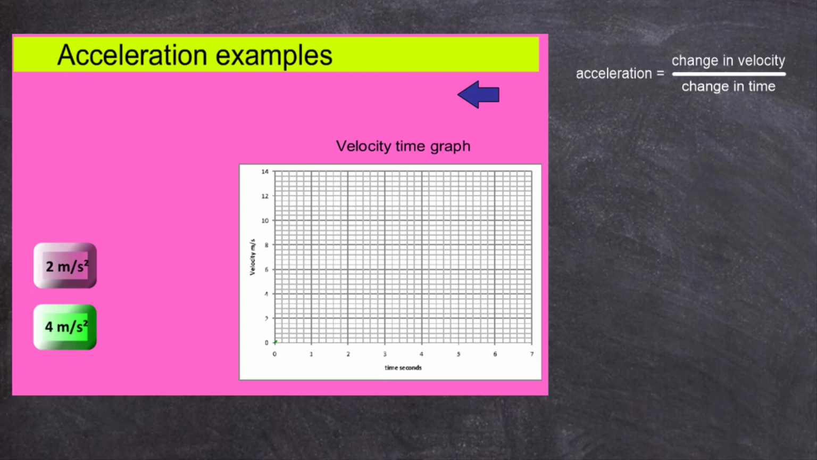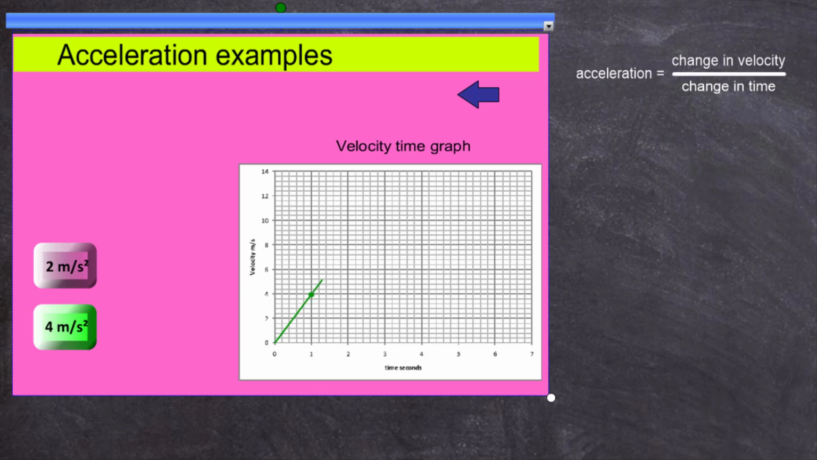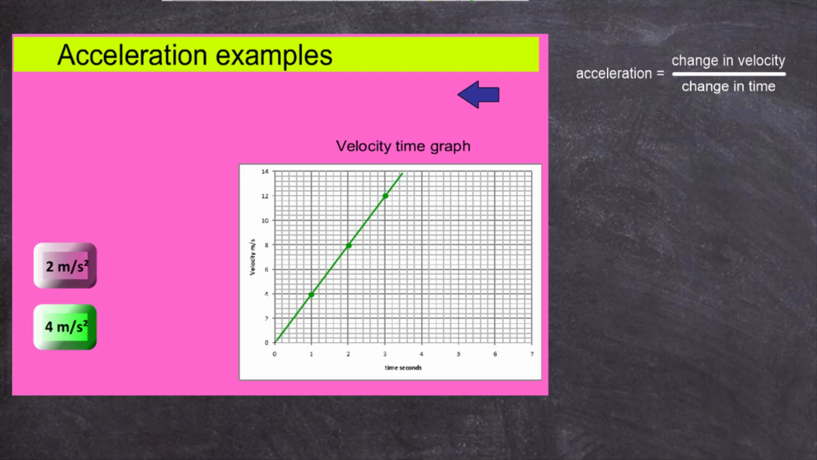Now let's look at an acceleration of 4 meters per second every second. And you see the graph has got a line which is much steeper. But once again, we can work out the acceleration from that velocity time graph using our modified formula. Acceleration is going to equal the change in the velocity divided by the change in time. What we're doing is working out the gradient of that graph.